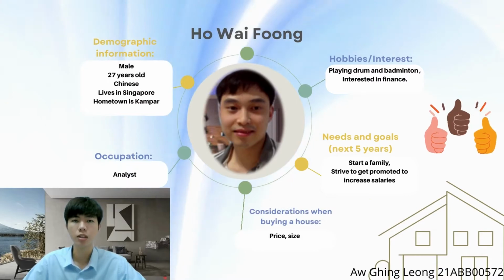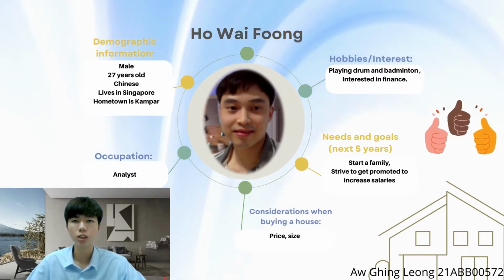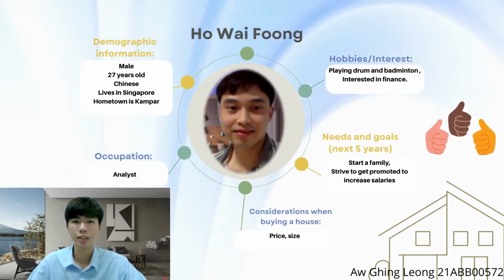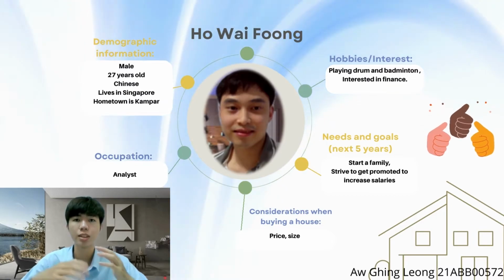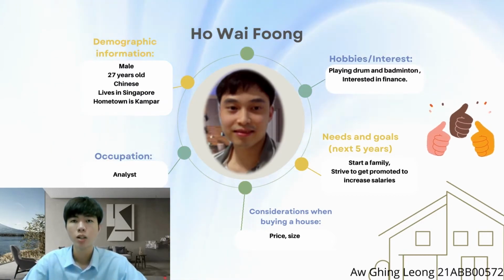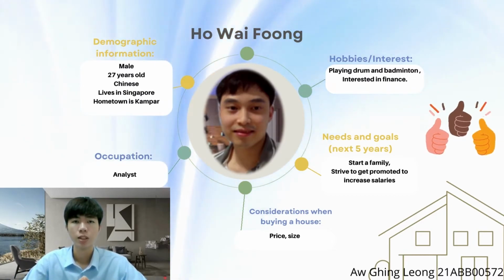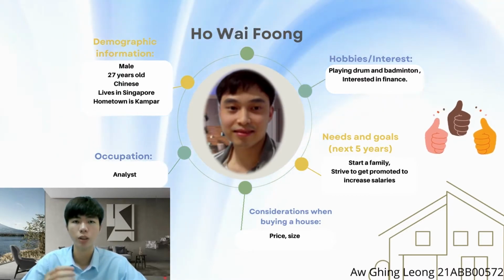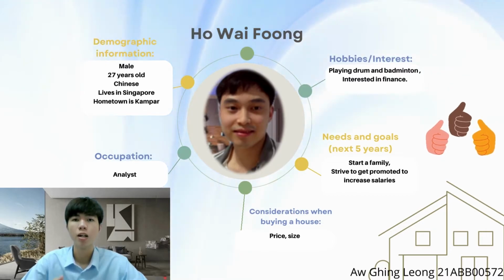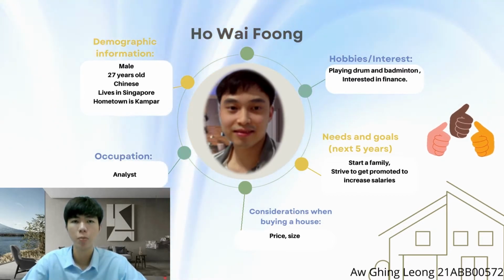The second person is Mr. Ho. He is a potential customer of the real estate industry since he currently does not own a house. He just got married and hopes to start a family with his loved one within the next 5 years. His goal is to strive to get promoted in his current job in order to increase his salary because he knows that high income can bring a good life to him and his family.